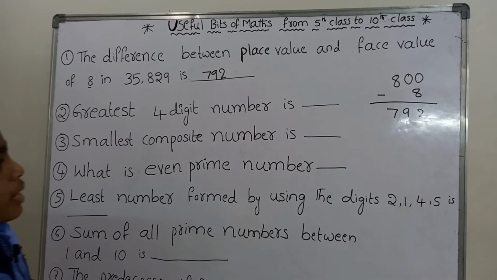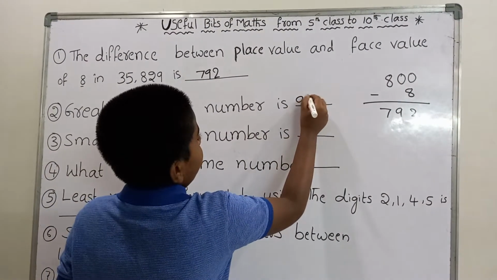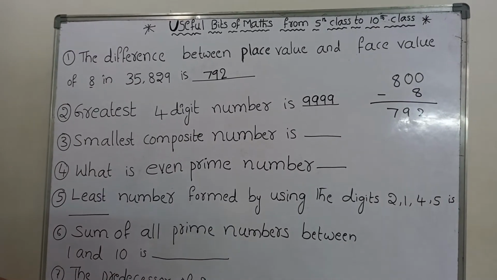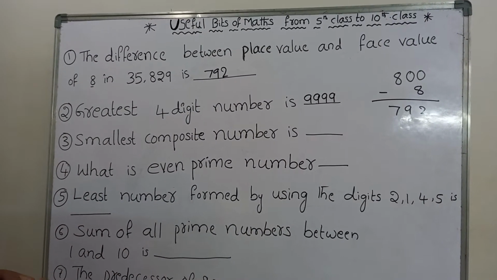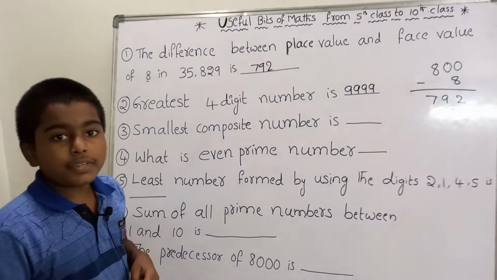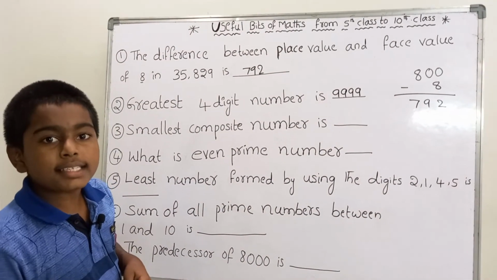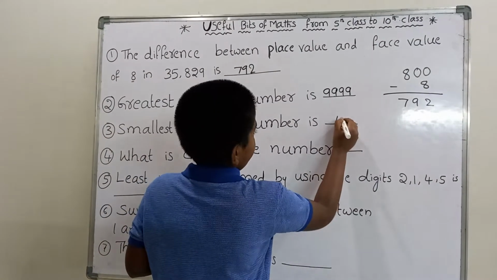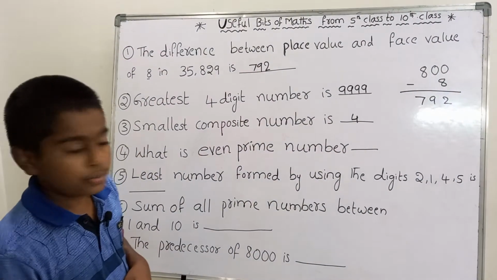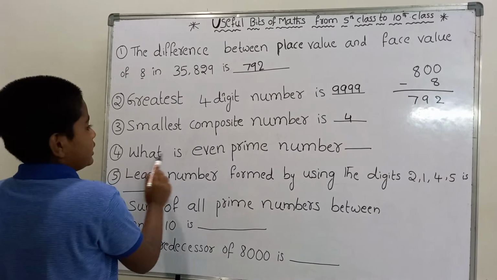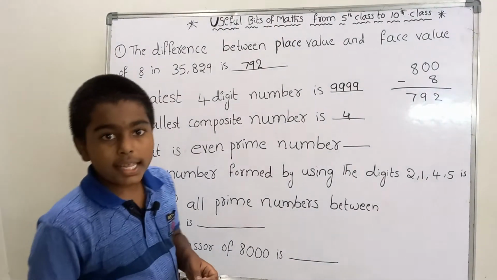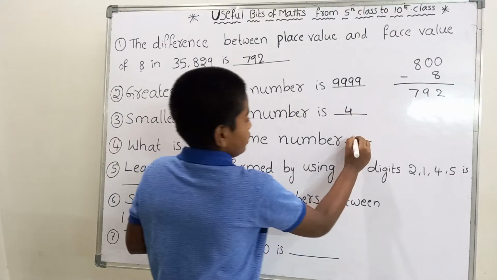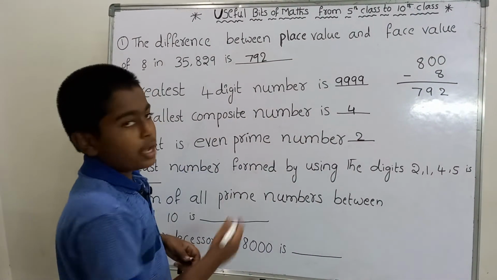Now the next question: greatest 4-digit number is 9999. And the next question is the smallest composite number. A composite number is one which has more than 2 factors. So the smallest composite number is 4, and the smallest prime number is 2. Next, what is the even prime number? There is only one even prime number, that is 2. And we already said that it is the smallest prime number.